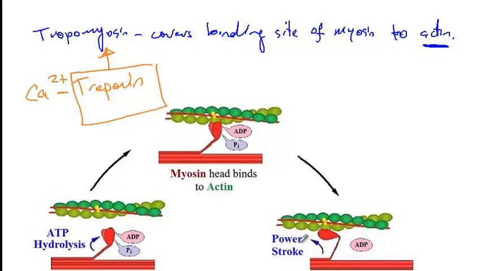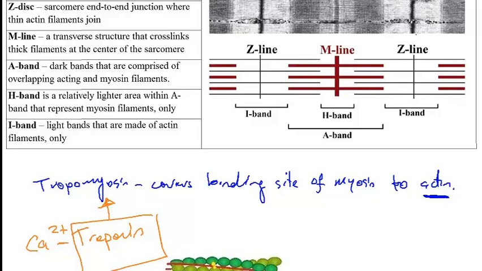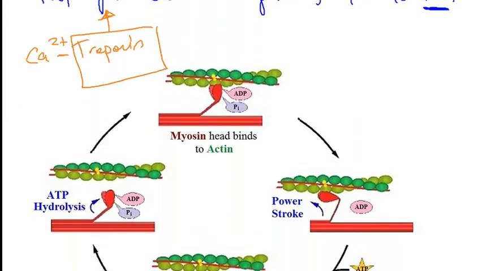It can undergo a phenomenon called power stroke, where it bends and helps slide the actin filament. By this power stroke, it allows the actin filament to slide on top of myosin and cause contraction of the muscle.